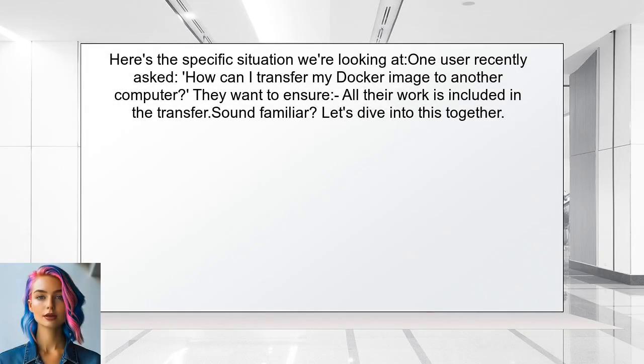Here's the specific situation we're looking at. One user recently asked, "How can I transfer my Docker image to another computer?" They want to ensure that all their work is included in the transfer. Sound familiar? If so, let's dive into this together and find a solution.